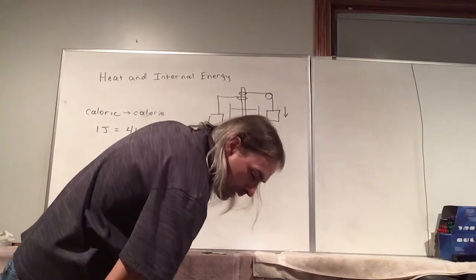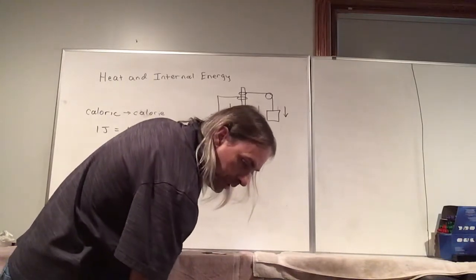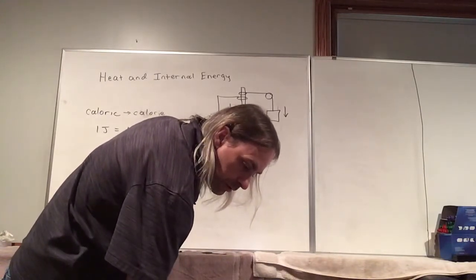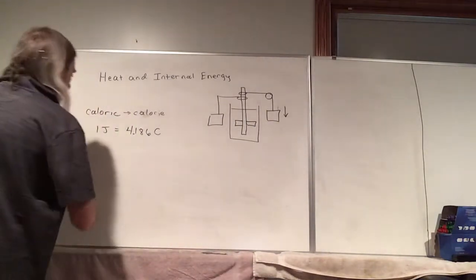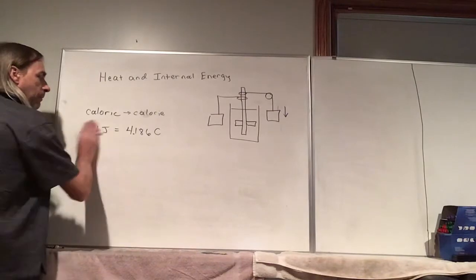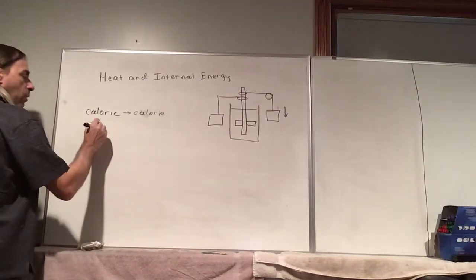Sure, I don't use calories often. They're kind of an obsolete unit. Yeah, I got that backwards. 1 calorie is 4.186 joules.